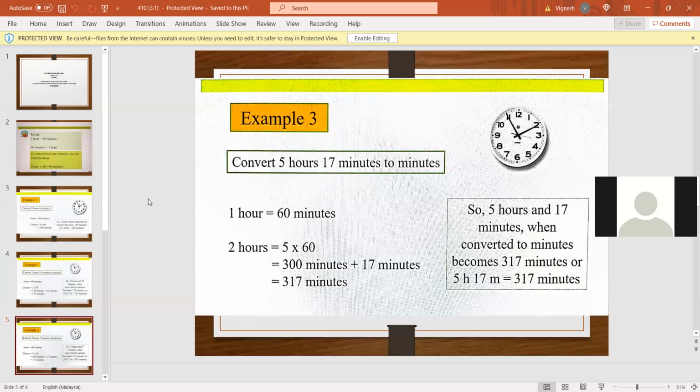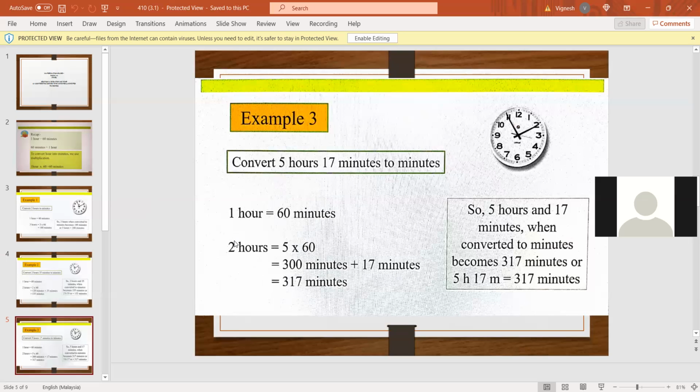Yes, so 5 hours and 17 minutes when converted to minutes becomes 317 minutes. Why? Because as I said earlier, 1 hour is equal to 60 minutes, correct or not? So for 5 hours times 60, you should get 300 minutes. We still have 17 minutes here, so plus the 17 minutes, you should get 317 minutes.